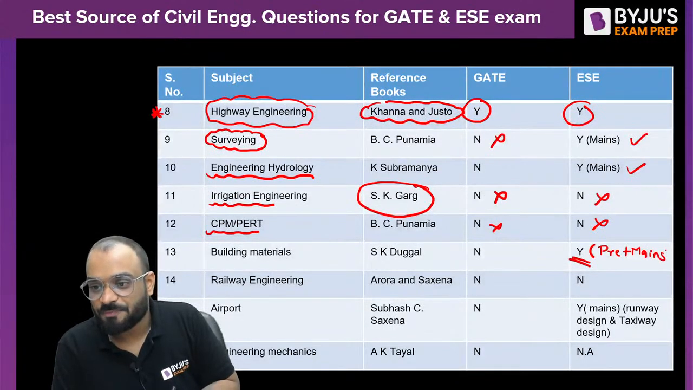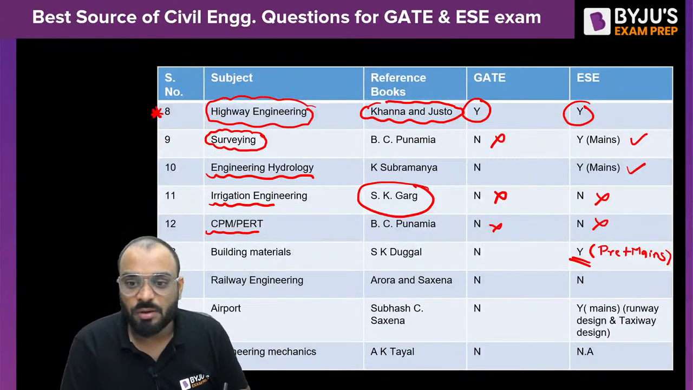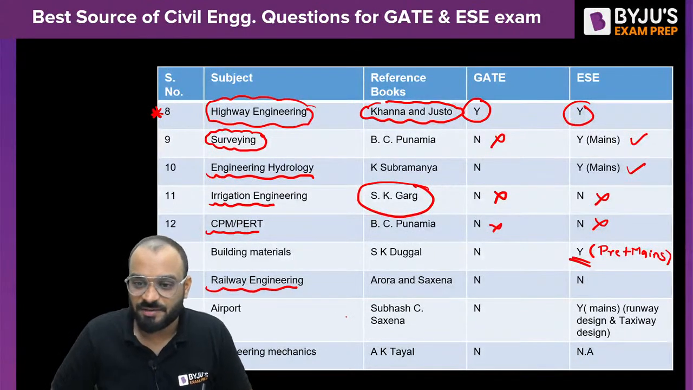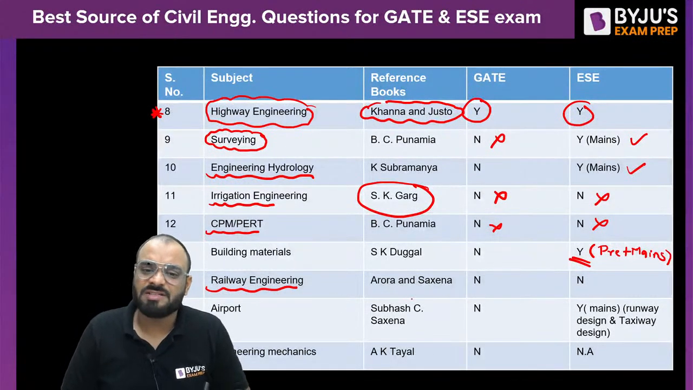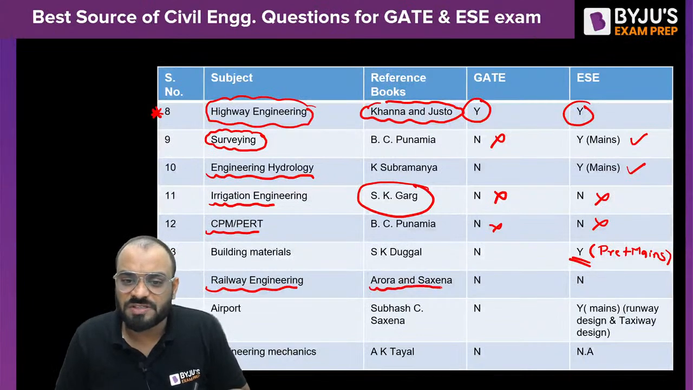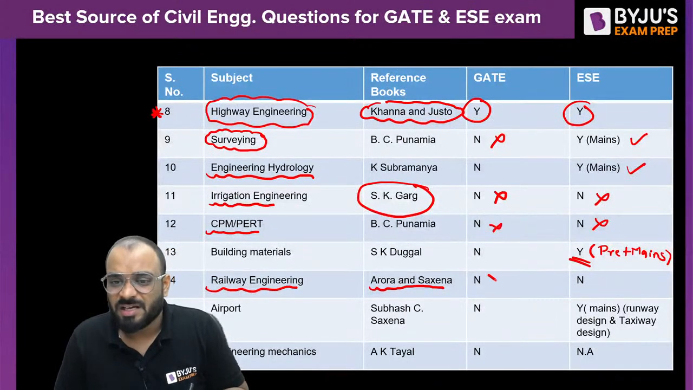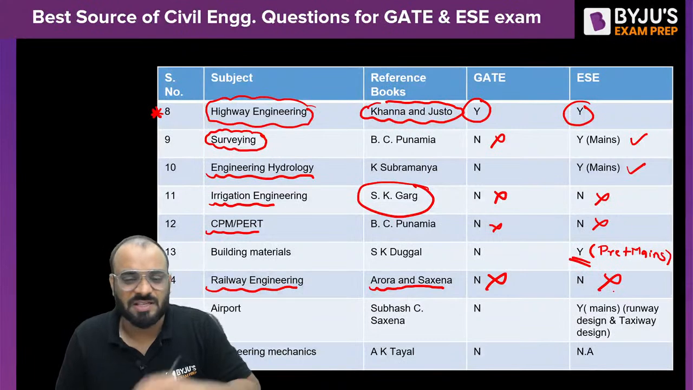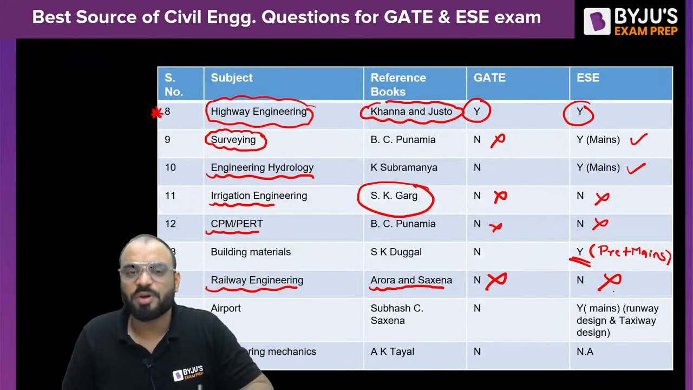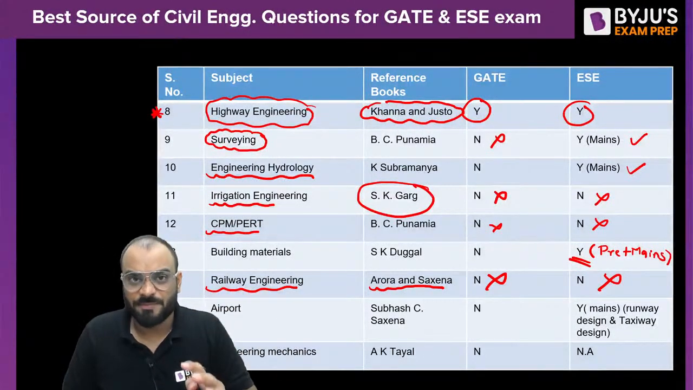It is required, right? Now, guys, if you talk about railway engineering, you can use this particular book, which is Arora and Saxena. But, guys, it is not required for GATE as well as ESE. You can ignore it. But this is the reference book. If you want to do it, you can do it, right?